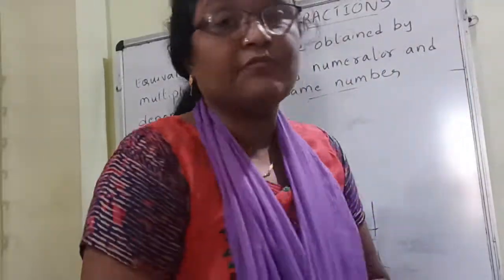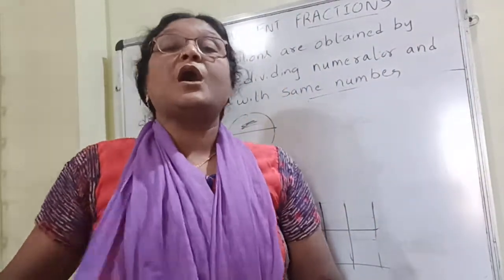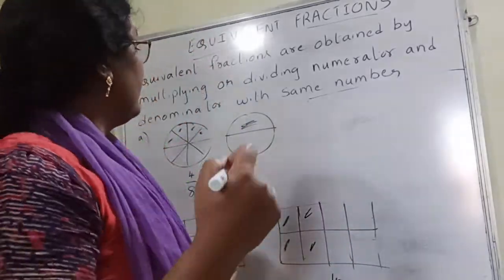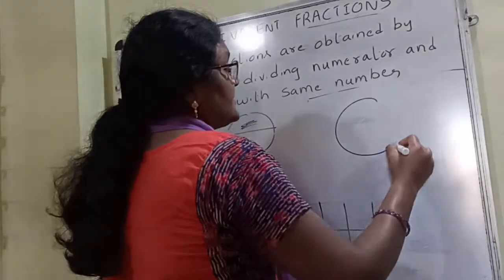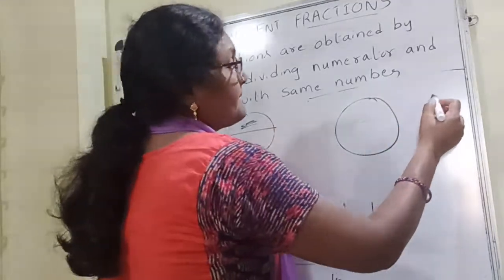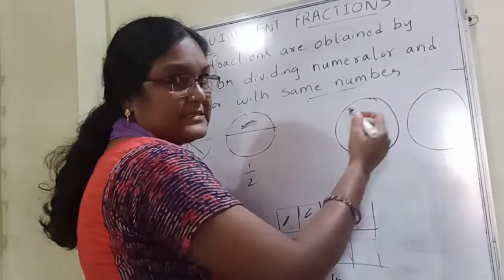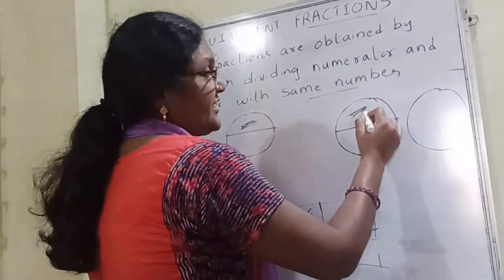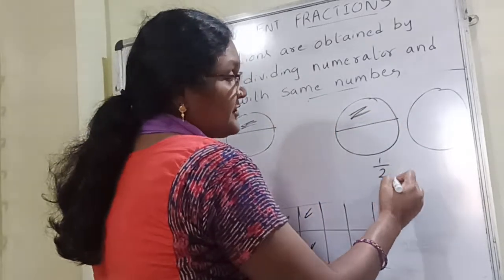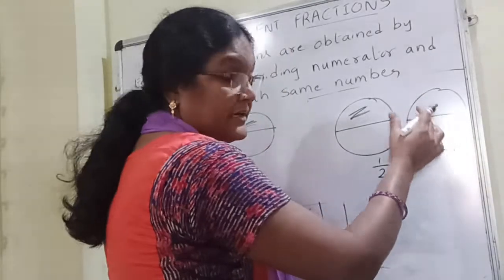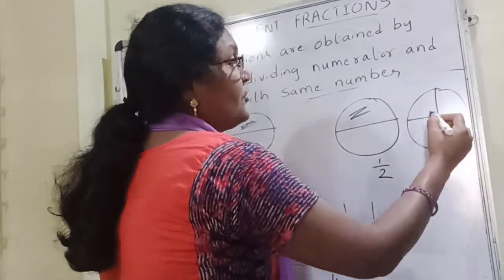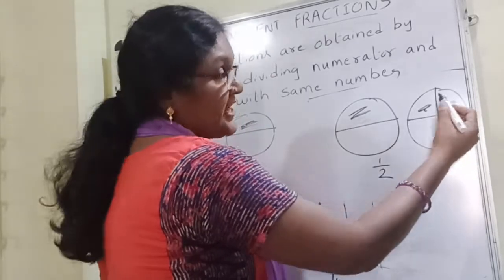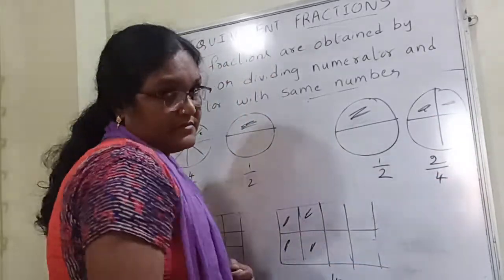So let us see what equivalent fractions are. How are equivalent fractions obtained? Suppose I have taken one circle, and here two circles of the same size, and I have divided the first into two parts and I have shaded one part. What is the fraction? 1 by 2. Here I have taken the same circle, I have divided it into four parts. What is the fraction of the shaded portion? It is 2 by 4, right?